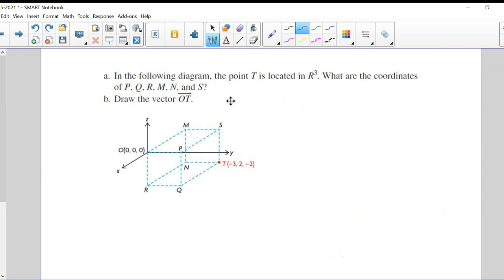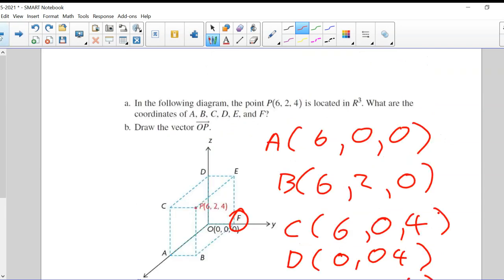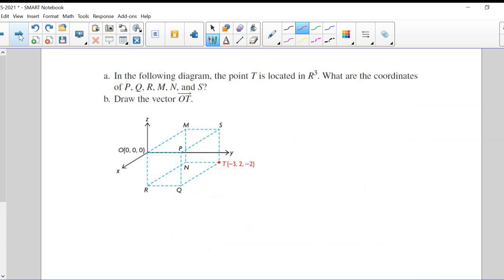In the following diagram, oh, and they did ask us to draw in the vector OP. Vector OP just simply runs from here to here, up to that point right there. All right, that's hopefully easy enough. In the following diagram, the point T is what is the coordinates of PQ? Okay, draw the vector OP.